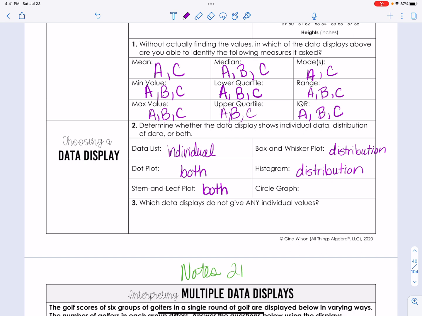In circle graphs, again, you're going to see a percentage. You're not necessarily going to see those numbers, how many of each. Which displays do not give you any individual data? That is a circle graph. That doesn't tell you anything to find mean, median, and mode. And a histogram, same thing. You can't tell me anything about individual data from that.